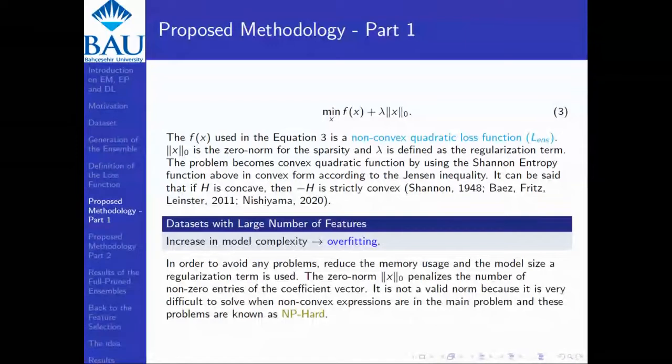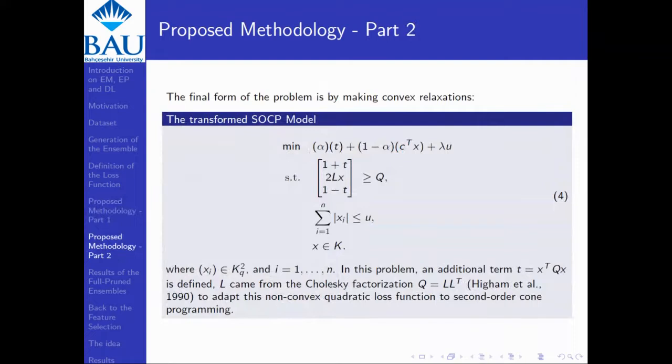So we can write this loss function in a more closed form as f(x). This is a non-convex quadratic loss function. We also add a 0 norm regularization term. The 0 norm penalizes the number of non-zero entries of the coefficient vector, and it makes the problem sparse. But it is not a valid norm, and it is very difficult to solve problems with non-convex expressions. These problems are known as NP-hard problems.